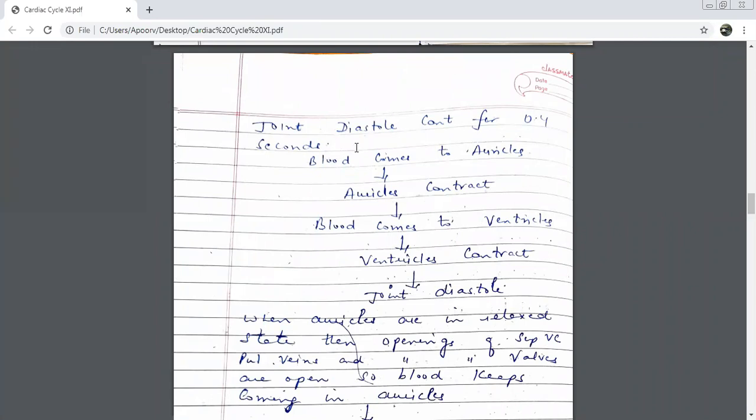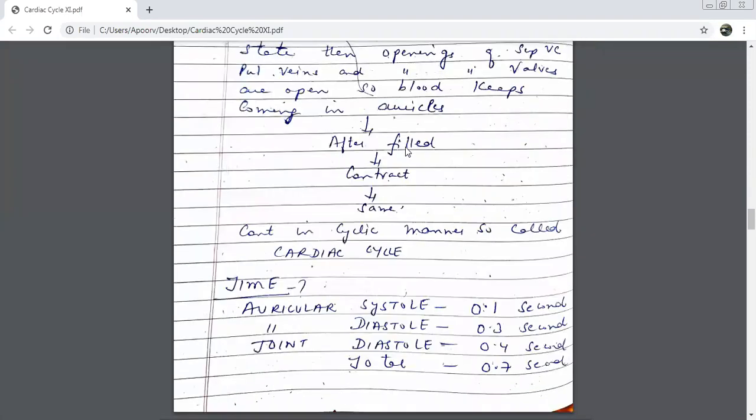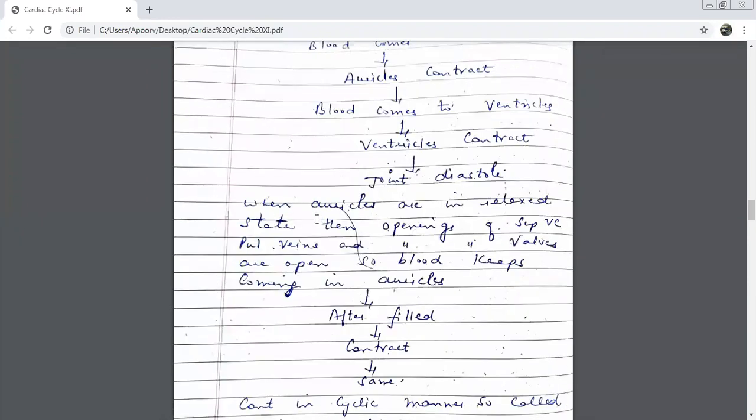As soon as the ventricles are going to relax, the auricles are already in relaxed position. A time will come, beta, temporarily for only 0.4 seconds, that all the 4 chambers of the heart will be in a relaxed position. That phase is known as which phase, beta? Joint diastole. The joint diastole phase. So remember this.